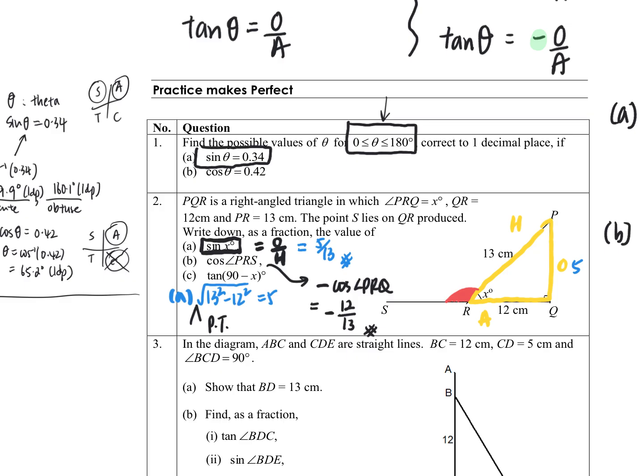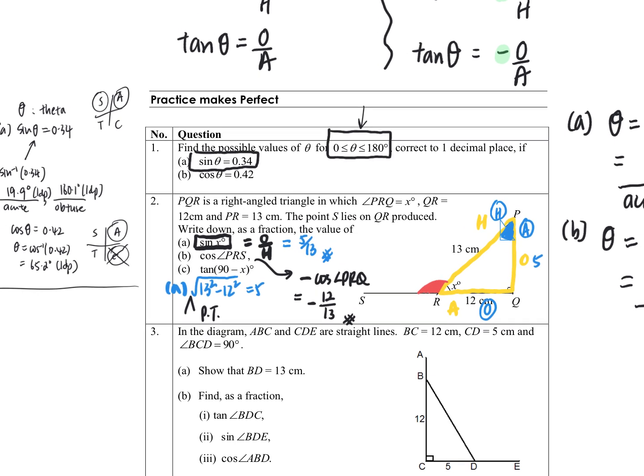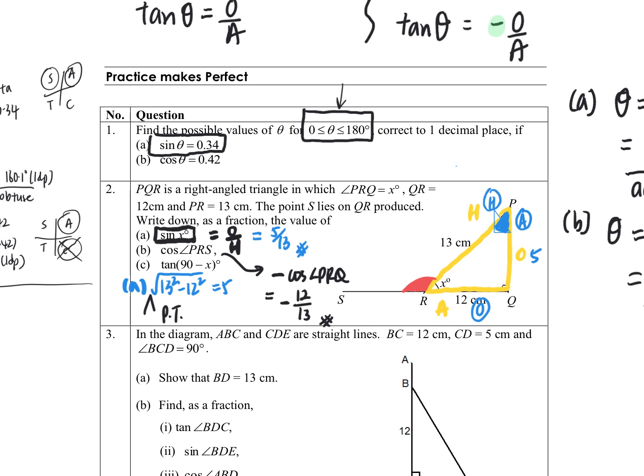Okay, next one. 90 minus x is this angle here. So it's an acute angle. No need to look at any other quadrant. This is my acute angle. So remember, you label your H, A, O: hypotenuse, adjacent, opposite. When your angle changes, your labels change. So what is the tangent ratio now? What is tangent of 90 minus x? What is O over A?